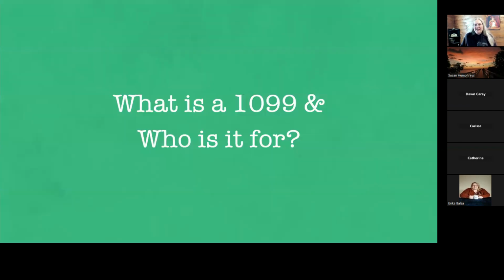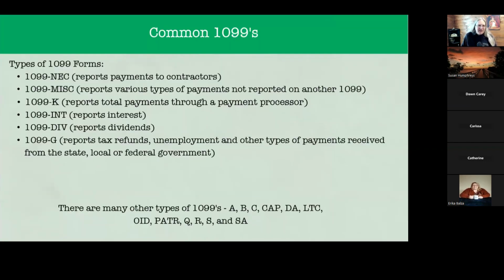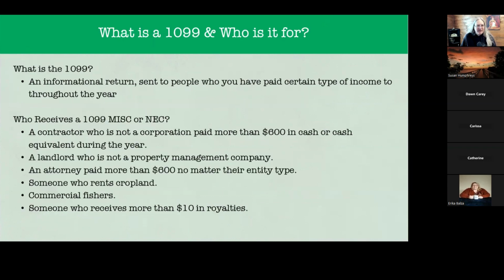All right, so what is a 1099 and who is it for? There are a lot of common types of 1099s. The most common that we as accountants and bookkeepers run into is the 1099 NEC, 1099 miscellaneous, 1099 INT, and 1099 DIV. And we need to know the rules for the 1099K, even though they're prepared by a payment processor, because that whole payment processor 1099K rules are very complicated and super confusing.